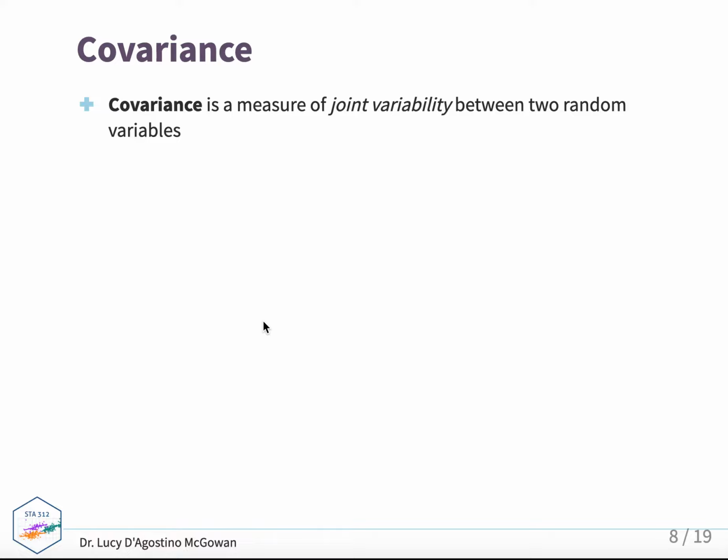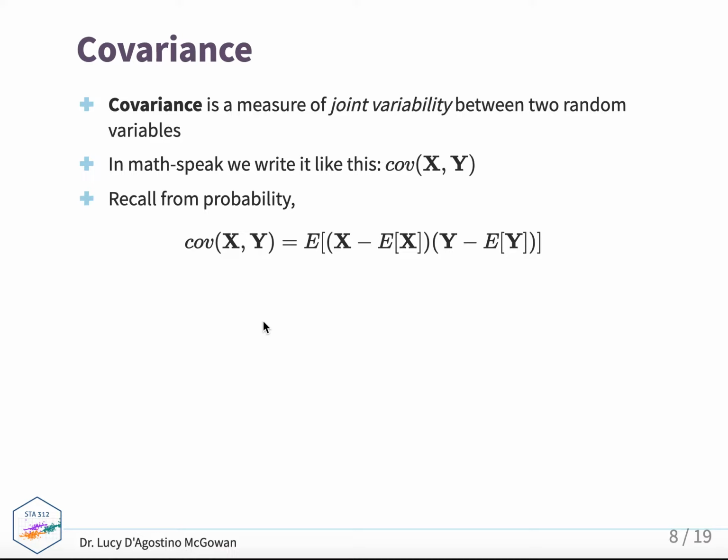Okay, covariance. Covariance is a measure of joint variability between two random variables. In math speak, we write it like this, usually with the abbreviation COV for covariance, and you take it between two random variables, for example, X and Y. You'll maybe remember from probability that the covariance of X and Y is equal to the expectation of X minus the expectation of X times Y minus the expectation of Y. So this is the definition of covariance.